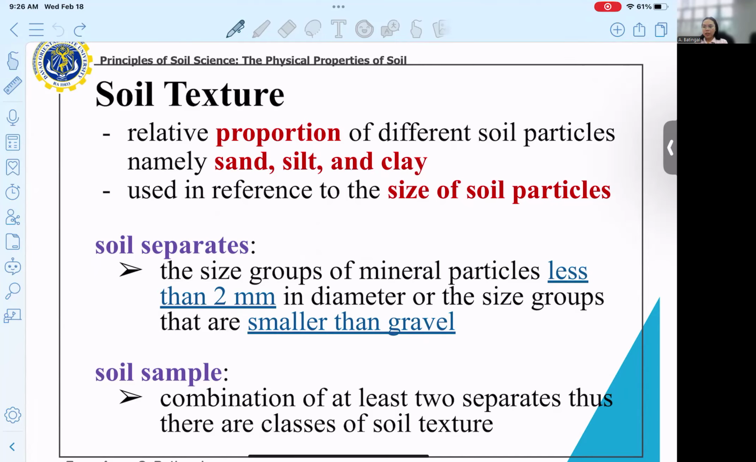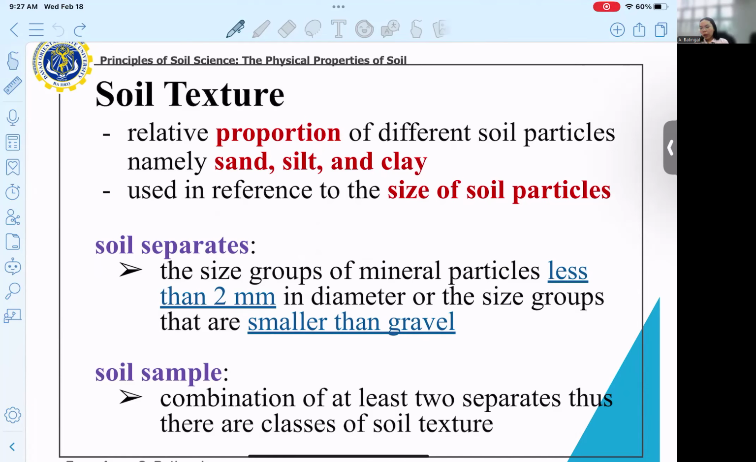So, your soil texture kasi is used in reference to the size of your soil particles. And in terms of its importance, the rate of water movement through the soil is determined by your soil texture. Also, how workable or how fertile your soil is. Why? Because the smaller the particles are there in your soil, the larger kasi the internal surface area there is. Similarly, the more smaller particles are there in your soil, the more water and nutrients your soil can retain.